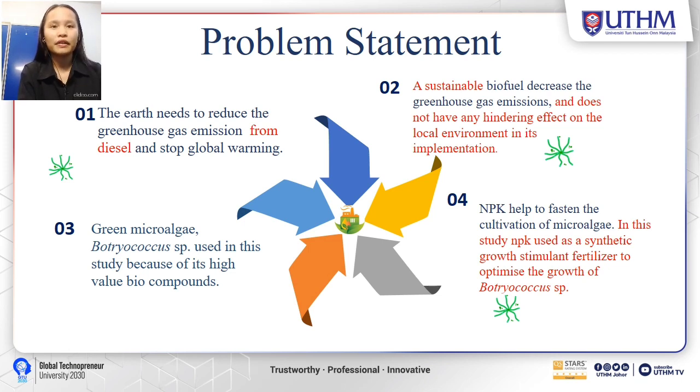Next, green microalgae such as Botryococcus species are used in this study because its high value of biocompounds makes it a suitable source of biofuel. Next, NPK helps to speed up the cultivation of microalgae. That's why in this study we use NPK as a medium fertilizer to enhance the growth of the Botryococcus cultivation.